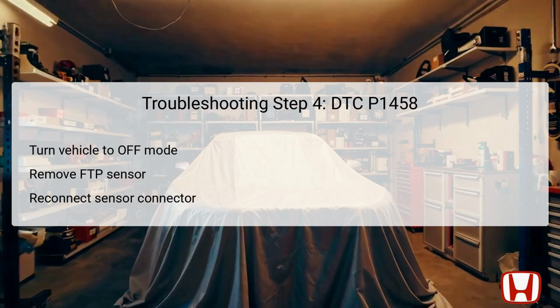In the fourth troubleshooting step, you will take steps to confirm the FTP sensor's integrity. Begin by turning the vehicle to the off position, allowing systems to reset. Once the vehicle is off, carefully remove the FTP sensor and reconnect the FTP sensor's 3-pin connector. Powering the vehicle back to the on mode will enable you to check the readings from the FTP sensor fine again.